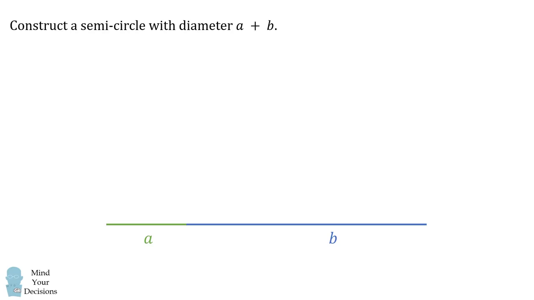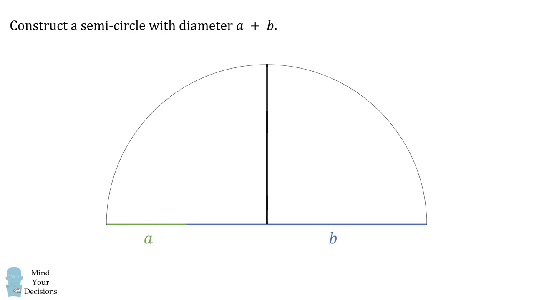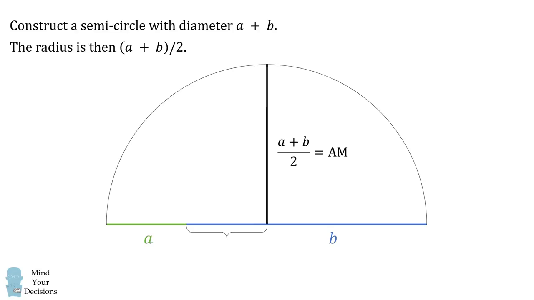So let's get started with the geometric construction. We start out with one length of a and another length of b. Now we construct a semicircle with diameter a plus b. Next, we construct a radius of this semicircle. Notice it has length that's half of the diameter, therefore it will be a plus b over 2, which is the arithmetic mean. Now let's construct the root mean square. This segment right here is equal to the length of the radius minus the length of a. This will be b minus a all over 2.